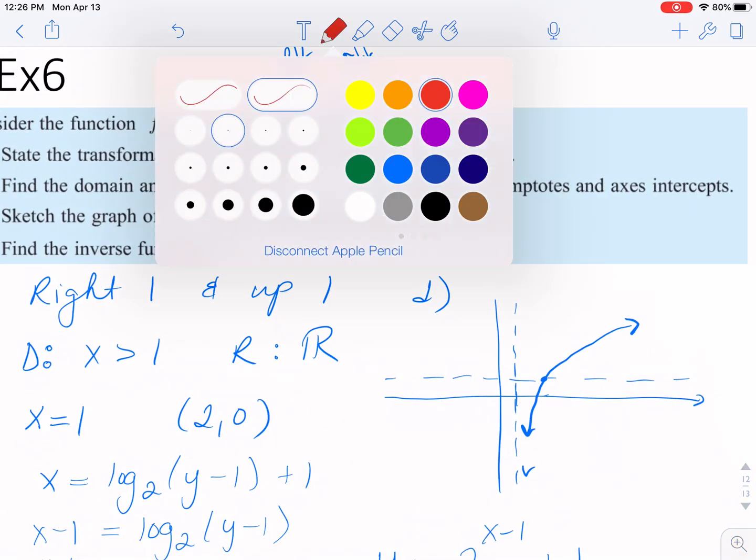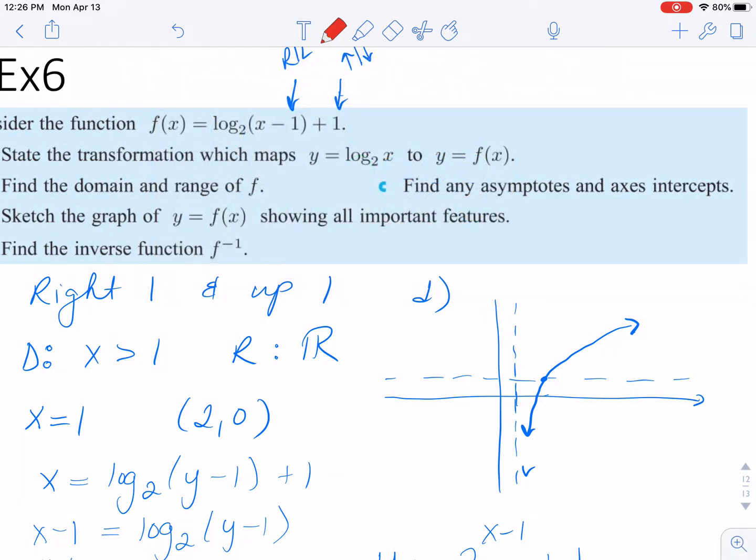So exponentially, here's its, would look like this. Okay.